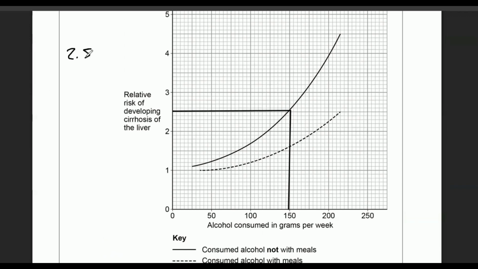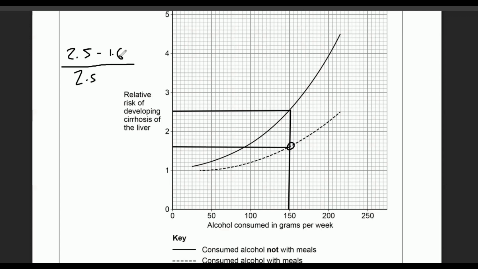Then, what was her risk after she started to have meals with her alcohol and eat whenever she drank? Her risk went from 2.5 to this. They're testing your reading of a graph. Each one of these is worth 0.1, because there are 10 of them between one and two. So her risk went down to 1.6. So the difference is 2.5 minus 1.6. That's the difference, divided by the original, which was 2.5.